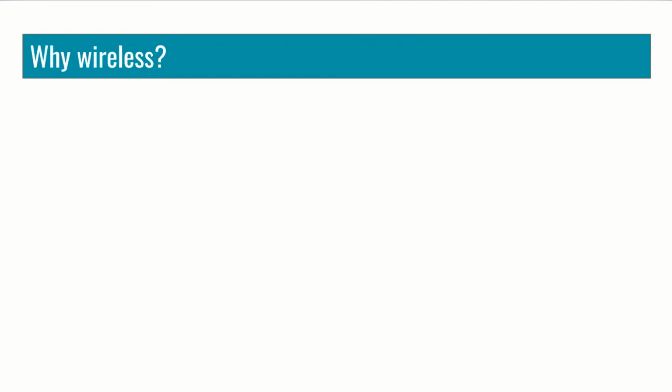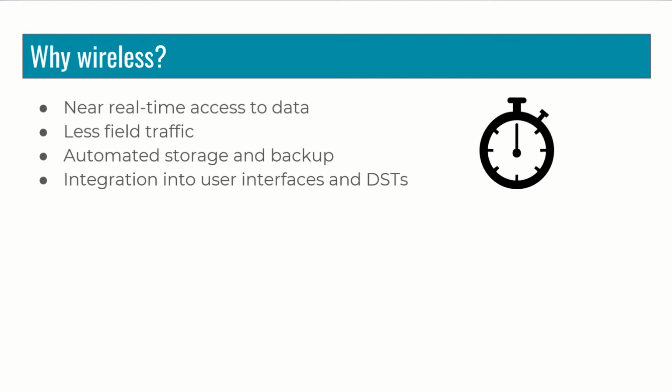Why did we want a wireless solution? To give us near real-time access to sensor data collected on farm, and to monitor the system so as to reduce response time when problems arise. Wireless also reduces damage to the soil and plants surrounding the research plots. Transmitting data to the cloud automates data storage and backup and allows us to integrate the incoming data into end-user interfaces for visual display and decision support tools.